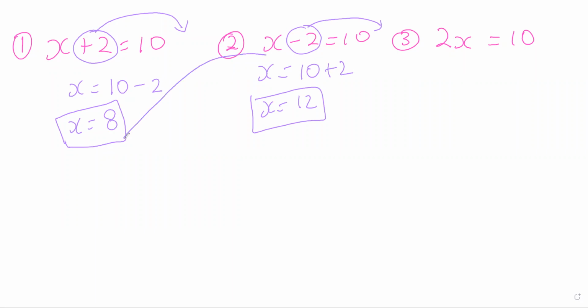8 cannot work over here because 8 take away 2 is not 10. No other number could work there. The only thing that could work here is 12, because 12 take away 2 equals 10. Nice. And we understand those two laws very well.